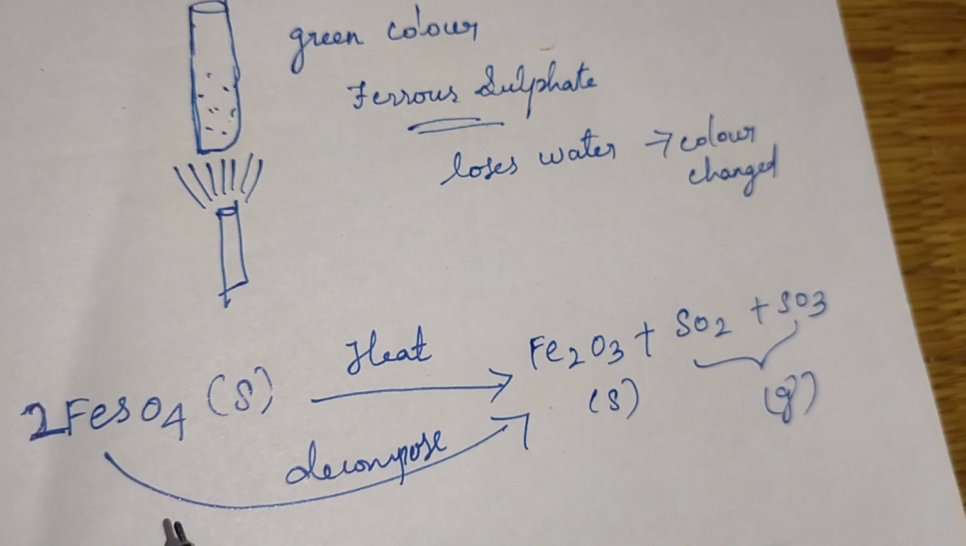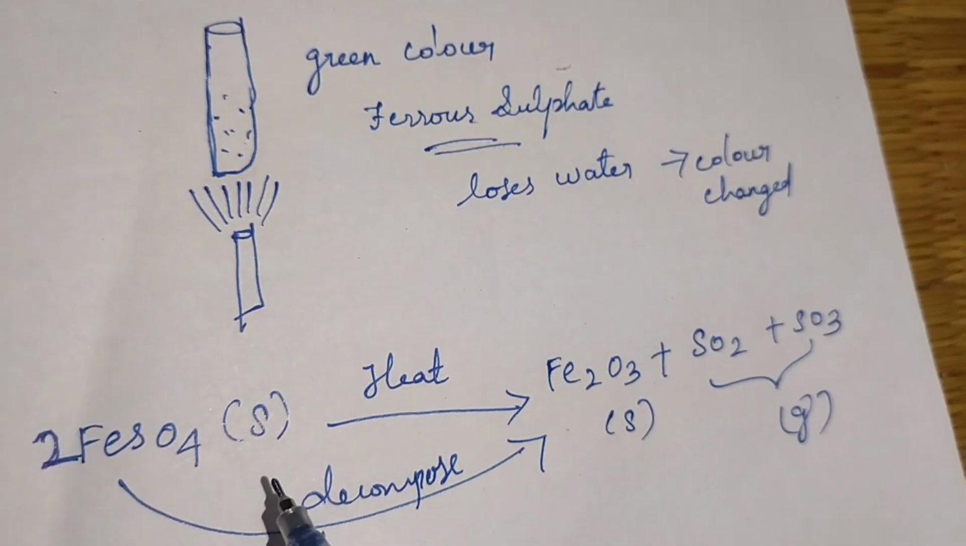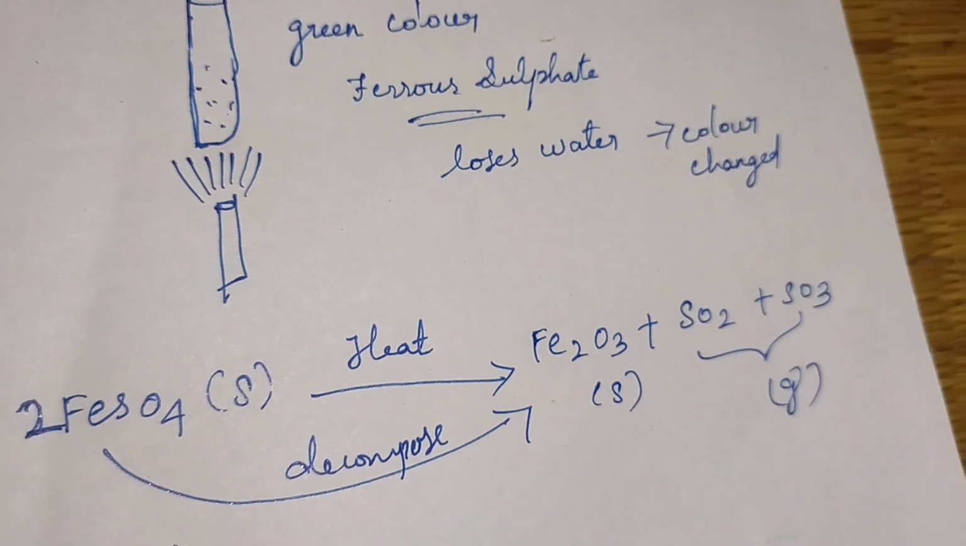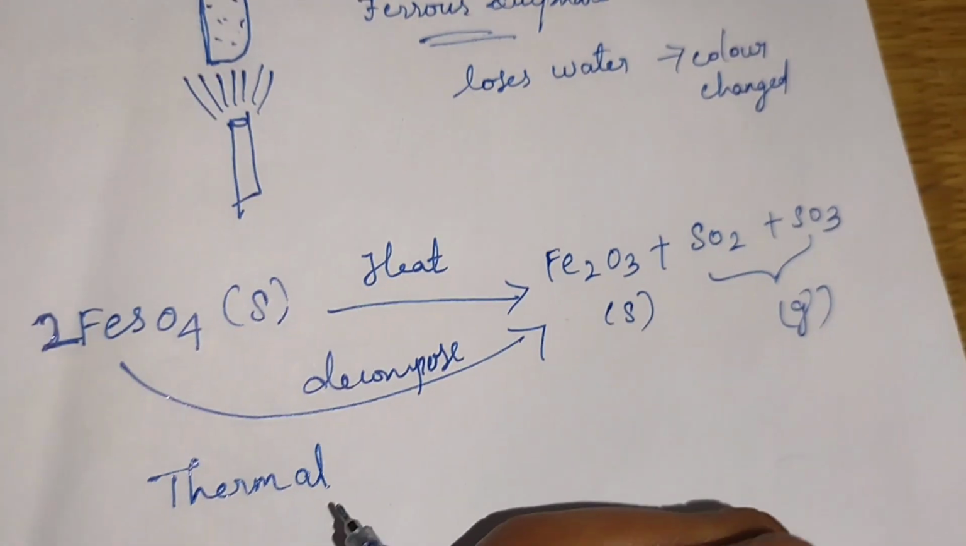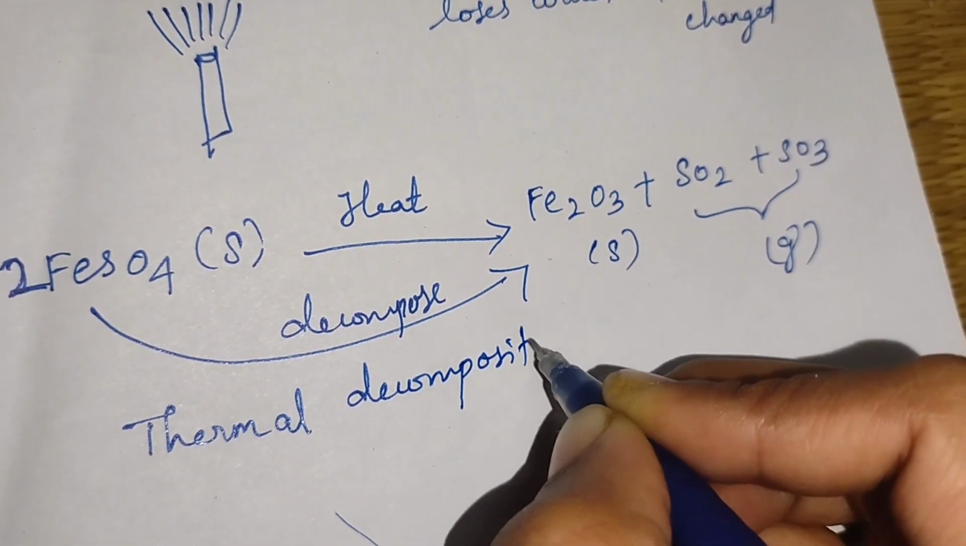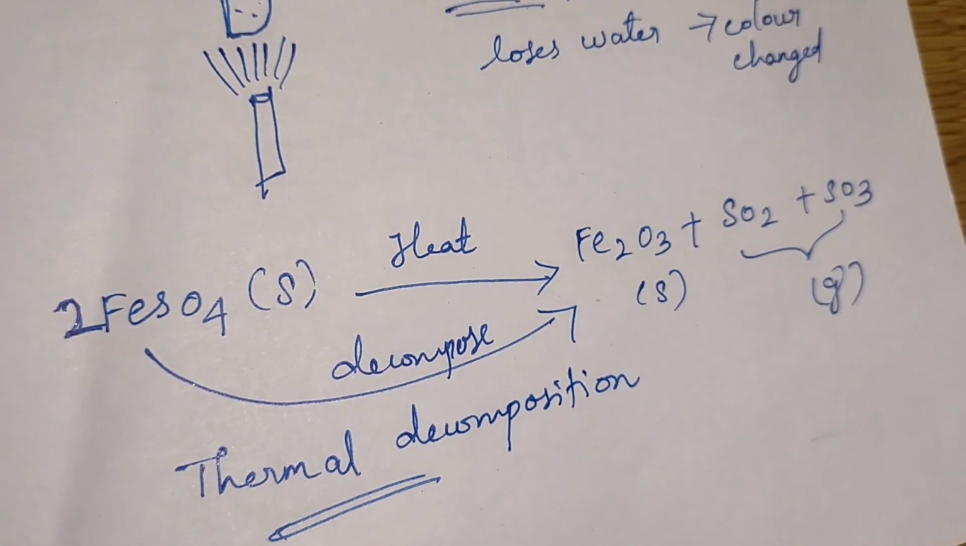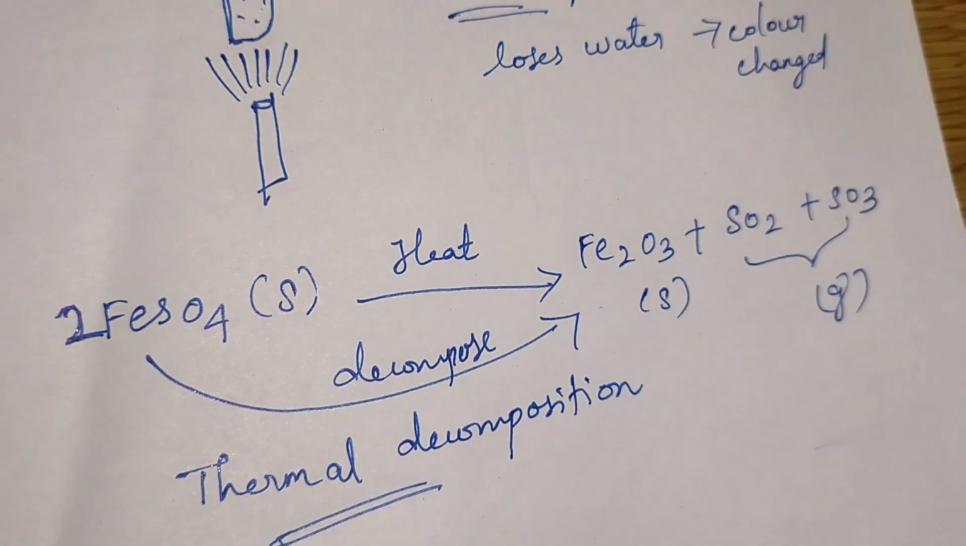Here we are using heat to decompose the reactant. So this is known as thermal decomposition. Thermal decomposition means heat is involved in the reaction. So that is known as a thermal decomposition reaction. I will give another example also.